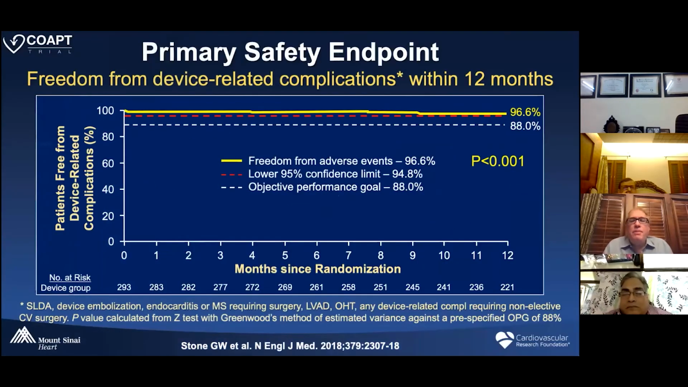And the MitraClip is one of the safest procedures that we do in the cath lab. We had an objective performance goal. You can see multiple different device-related and non-device-related complications. And at the end of a year, only 3.4% of the patients treated with the MitraClip had an adverse event, mostly single leaflet device attachments, compared to an allowed objective performance goal of 12%.